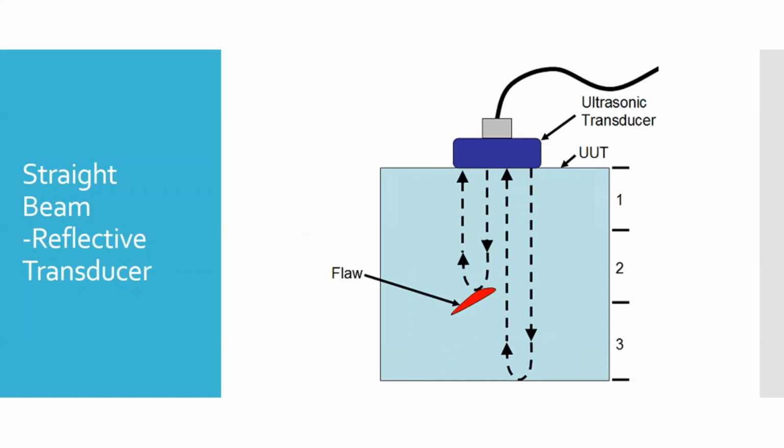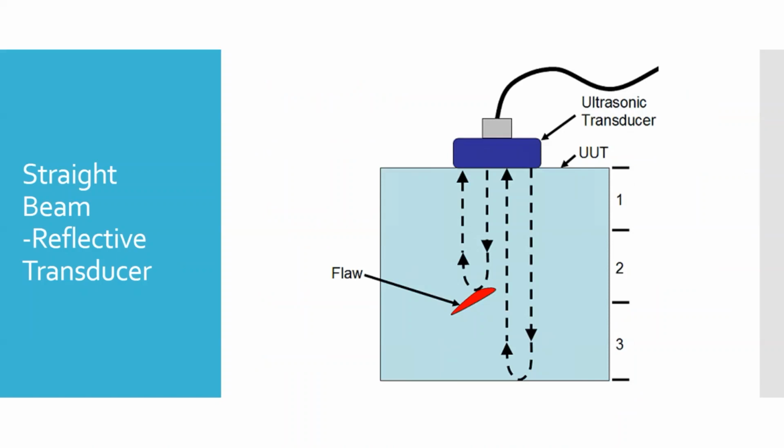So when we're doing our straight beam testing with a reflective transducer, you can see over an undamaged, unflawed area, that pulse is going to come out of our probe, travel down to the back, and come back up to the surface of our transducer. Knowing the speed of sound in the material, we time how long it takes for that pulse to travel and then return to our probe. By timing it and knowing the speed of sound in the material, we can tell how far that sound has traveled.